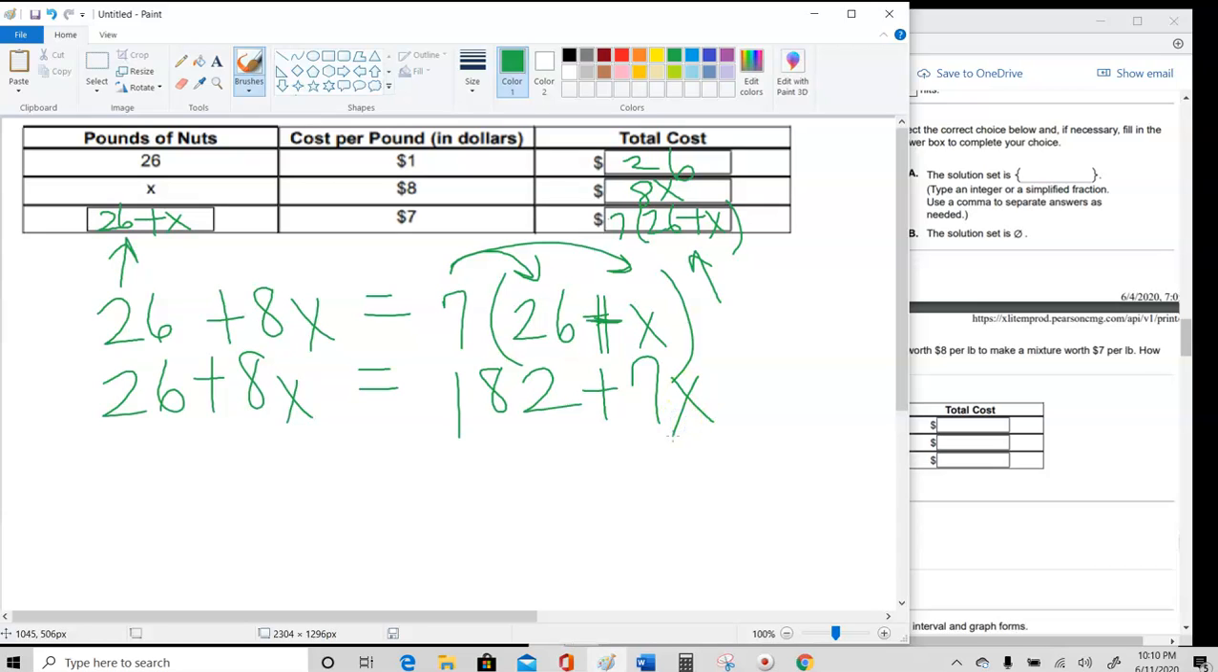The next step, move all your x's on one side and your integers on the other side. I'm going to move the 7x to the left side, so I need to subtract 7x. Remember, we're doing opposites. And then in the same step, we can move the 26 to the right-hand side by subtracting 26 from each side.